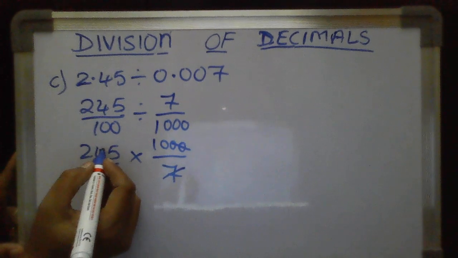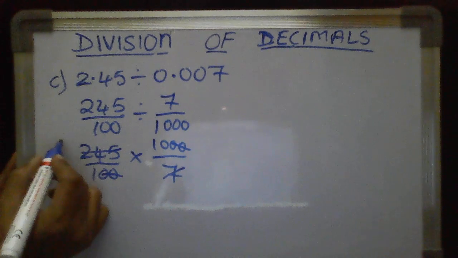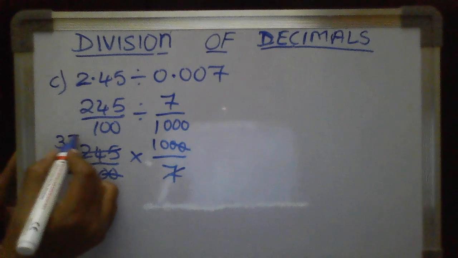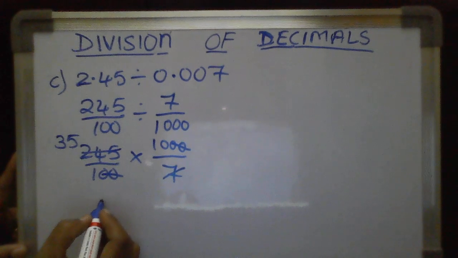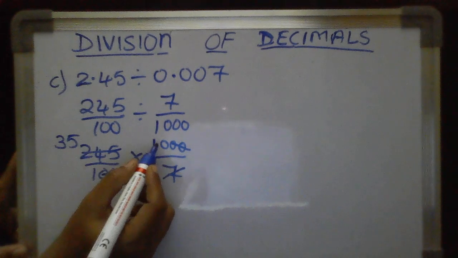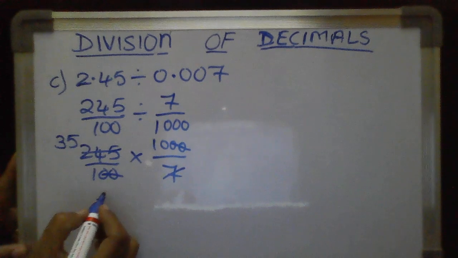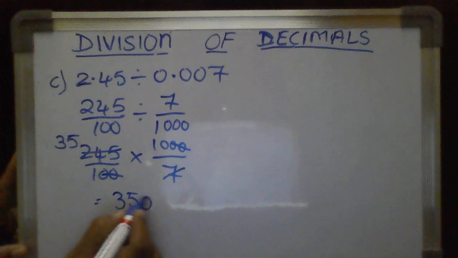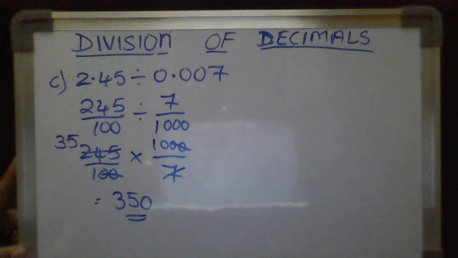Seven goes here. 7 threes are 21. 7 fives are 35. So the answer is 35 into 10, that is 350. This is one method.